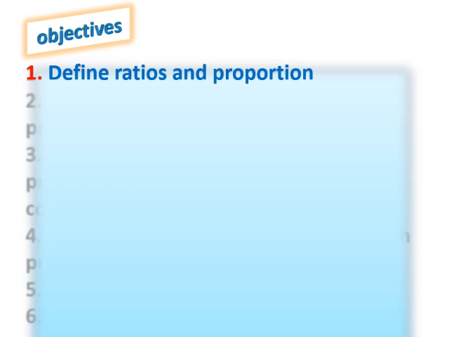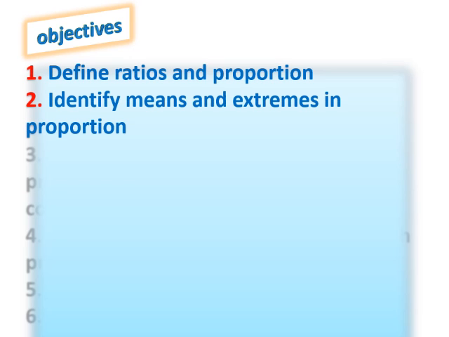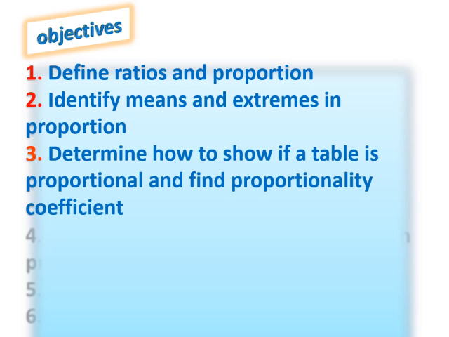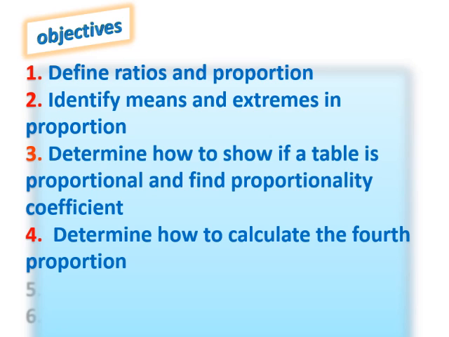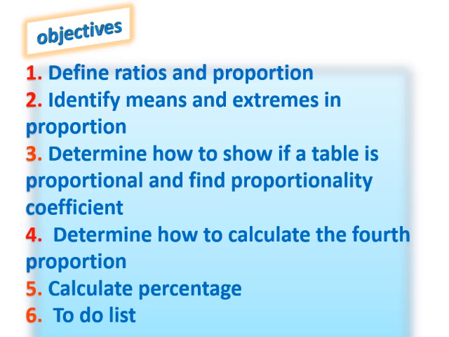The objectives of our lesson are: define ratios and proportion, identify means and extremes in proportion, determine how to show if a table is proportional and find the proportionality coefficient, determine how to calculate the fourth proportional, calculate percentage, and a to-do list.